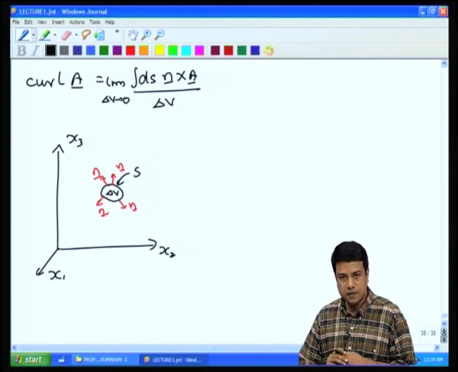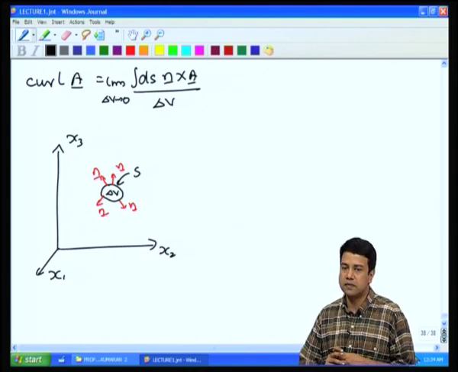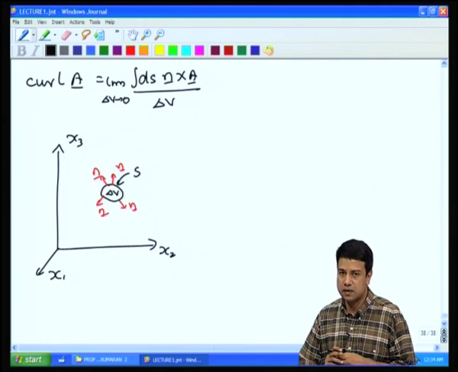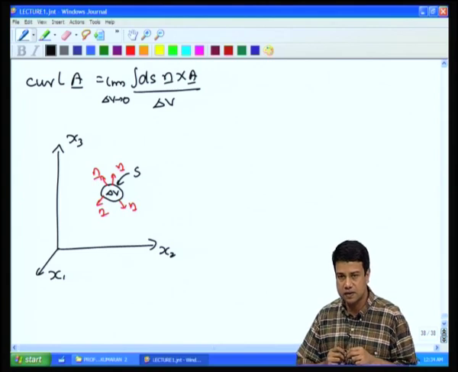Obviously, I have taken the cross product of two vectors. So, the curl ends up being a vector, and I have on top a surface integral of n cross A divided by the volume. So, once again it has dimensions of A divided by length. Now, if I wanted to calculate the value of this curl in the Cartesian coordinate system, I could do the same integral over the surfaces that I had done for calculating the divergence.